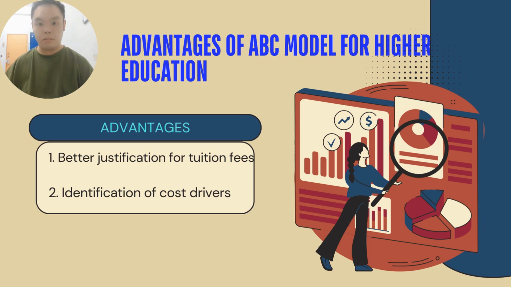One of the advantages of the ABC model for higher education is better justification for tuition fees. Why I say so is because it provides a transparent basis for setting tuition fees based on the true cost of program delivery. For instance, a degree in multimedia may use high technology products to shoot video or photos during their study, but a degree in marketing does not use any high technology products when they are studying.